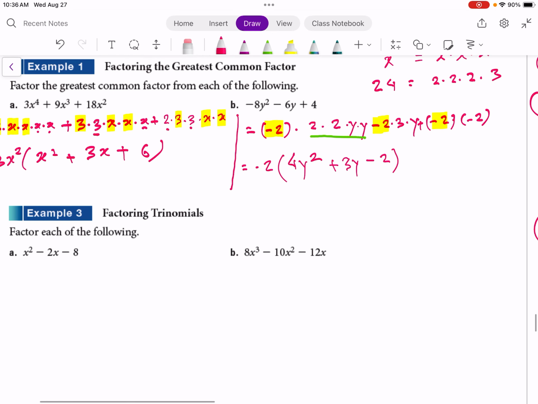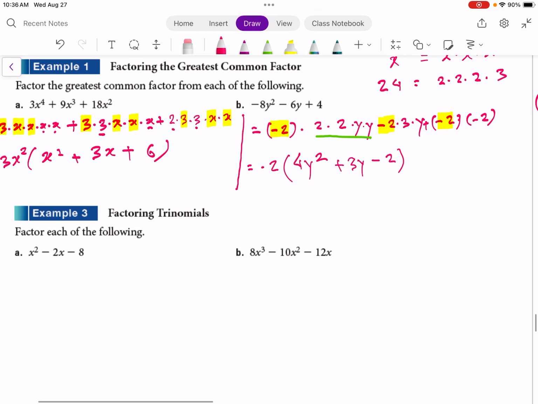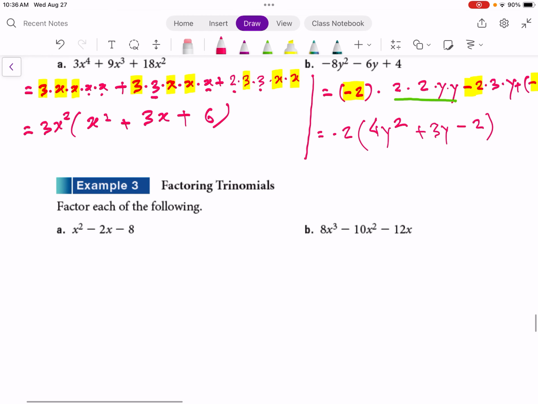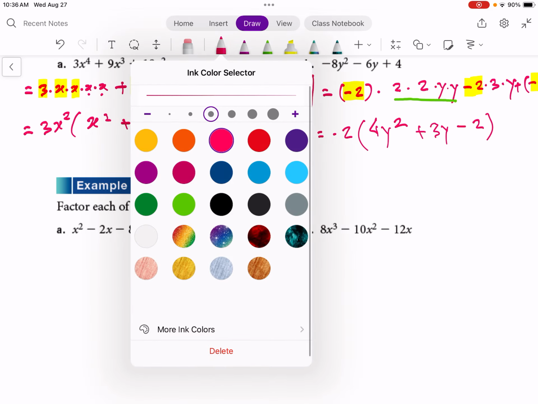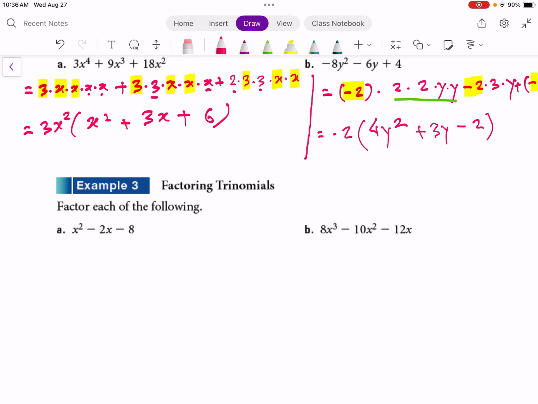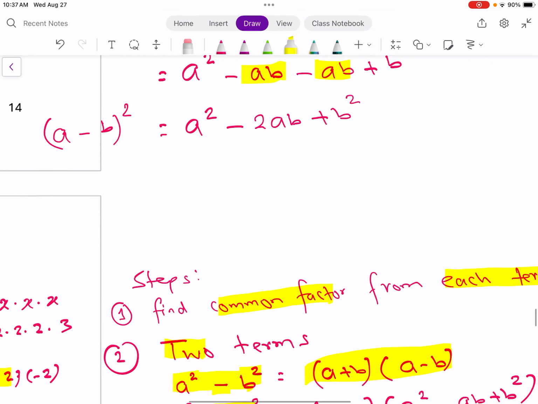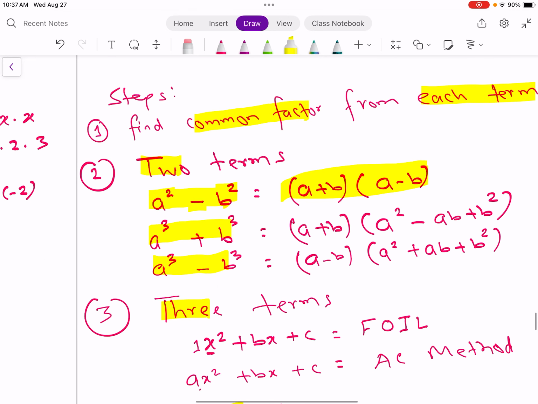Okay, next here we have to factorize the trinomial. We have 3 terms here, and what is the very first step of factorization? We look for the common factor in each term. Now, do we have a common factor in each term other than positive 1 or negative 1? We do not have, right? So we can skip our first step. Now let's go to the next step.